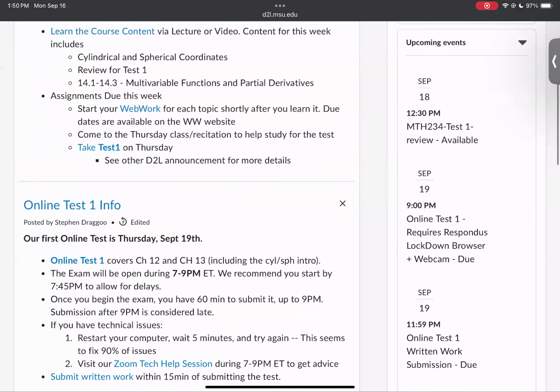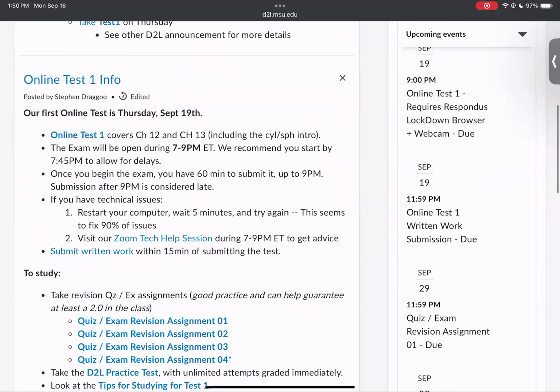But if you haven't seen it, we do have here a more detailed post about what will be on our test. It's basically a double length quiz. So expect roughly twice as many questions as we've seen on the quizzes. It's restricted. It's only open from 7 to 9.